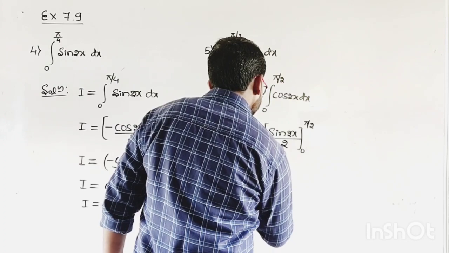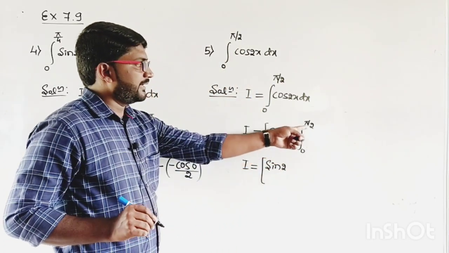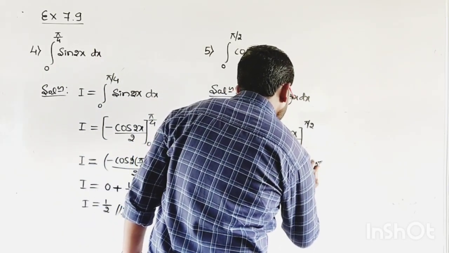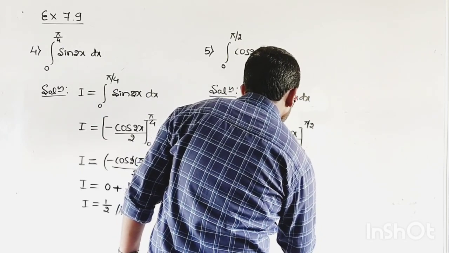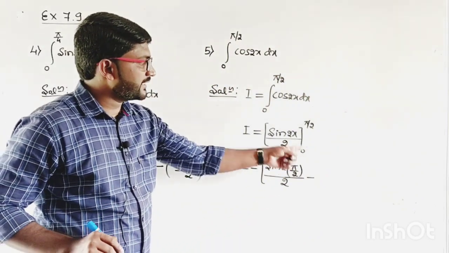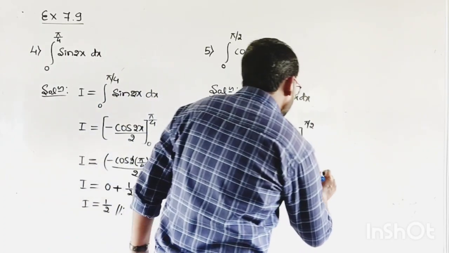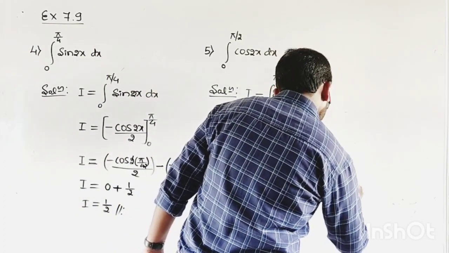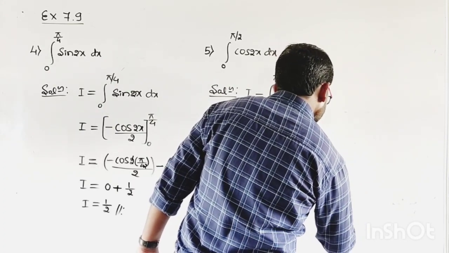upper limit sin 2, in place of x I have to write pi by 2, then divided by 2, this is upper limit, minus the lower limit, in place of x I have to write 0. 0 into 2, it is 0. So overall we get sin 0 divided by 2.